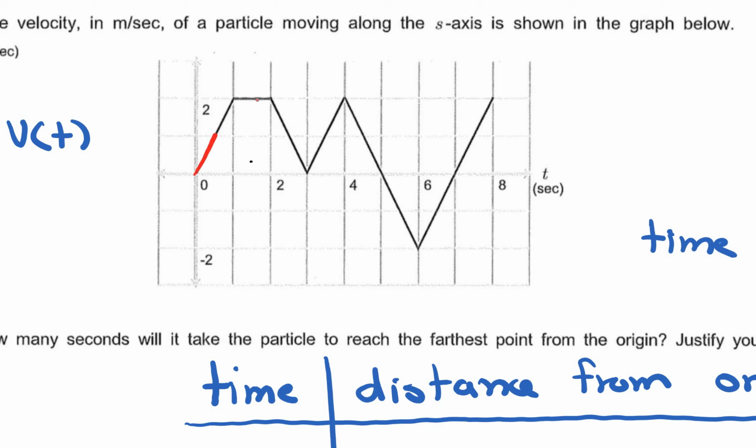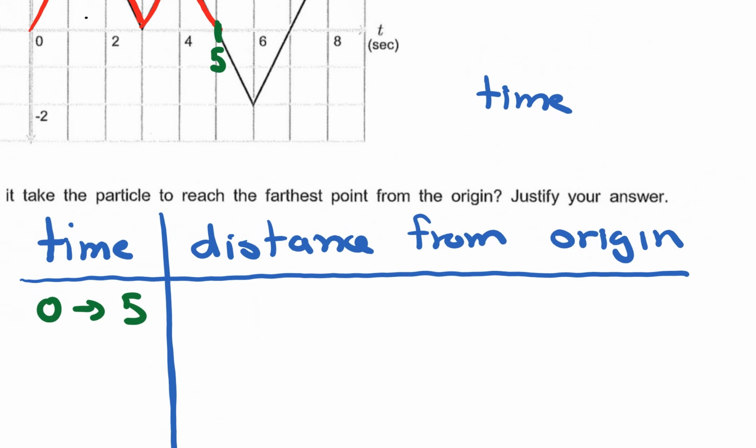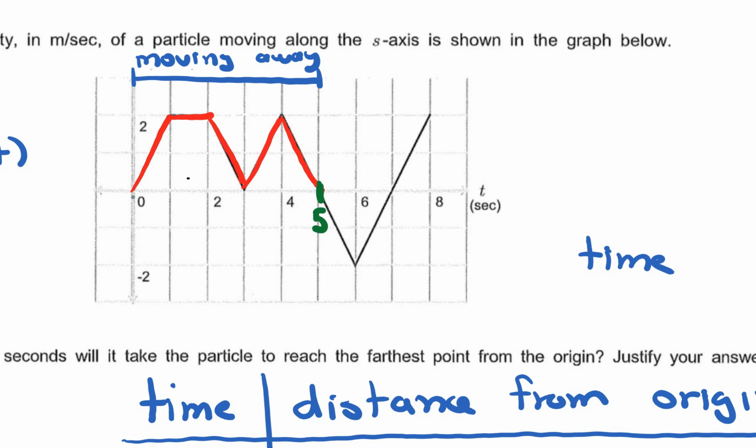So if we're above the axes here, that means we're moving away. All right, so I believe that was kind of repeated in a previous question here. That means we're moving away. So from 0 to 5 seconds, we're moving away, right? And let's just say the origin is this particular dot right here. This is their starting point, the origin, right?